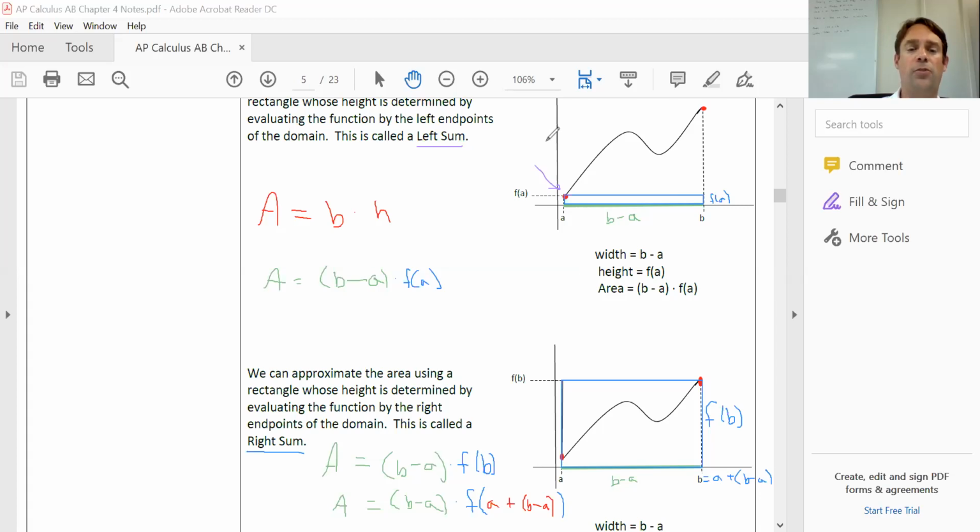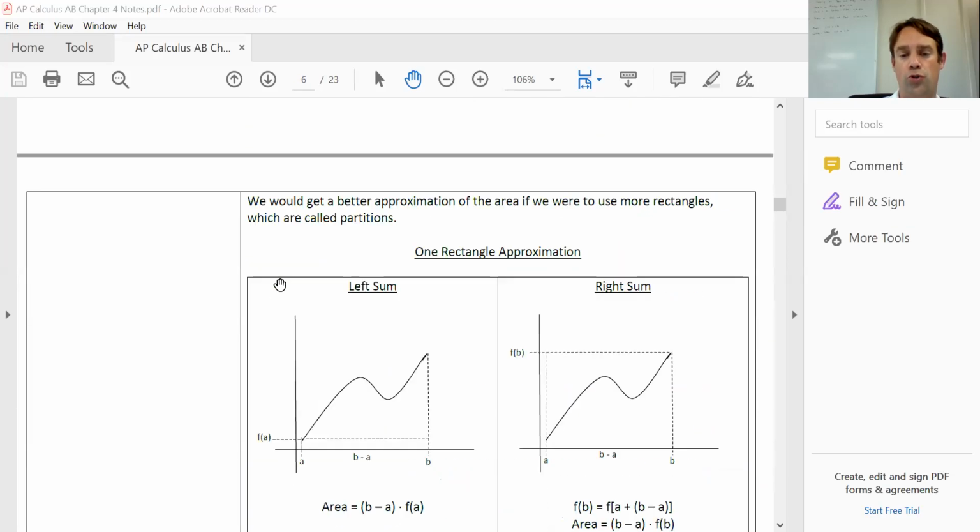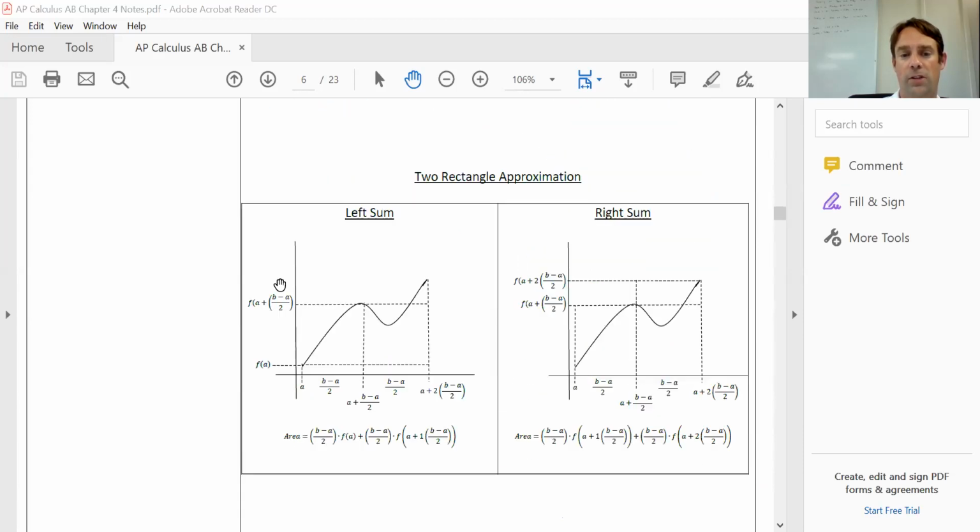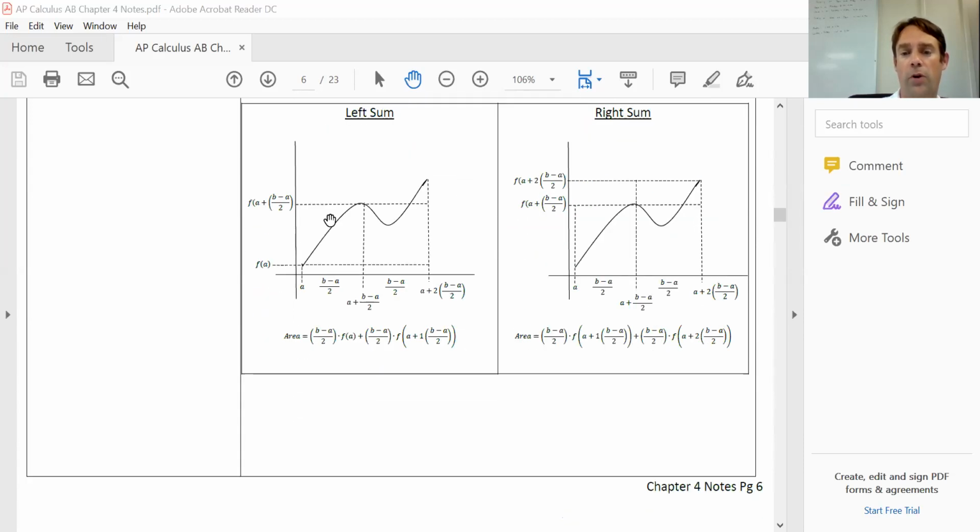So let's create more rectangles. We just did that. Let's create more rectangles. What if I let one rectangle be here, to the halfway point, and the other rectangle would be here, the other halfway point. Let's make that a little darker so we can see it a little bit better.